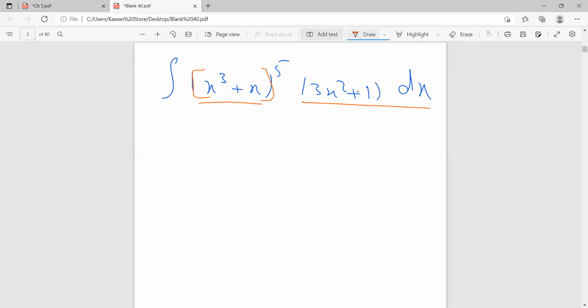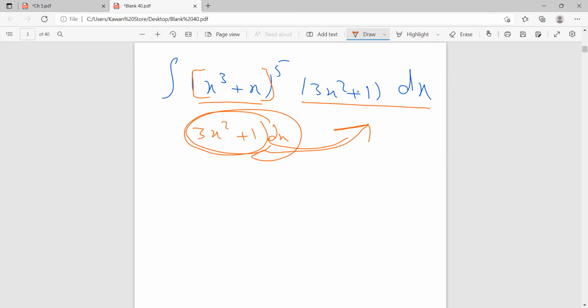So if this one is u, then du is equal to what? du is equal to 3x squared plus 1 dx. Does this exist here or not? Yes, it exists. So it means that I have u to the power 5 du. In your book, write it like that. Why u to power 5? Because here is u. Understood or not, dears? You got it?